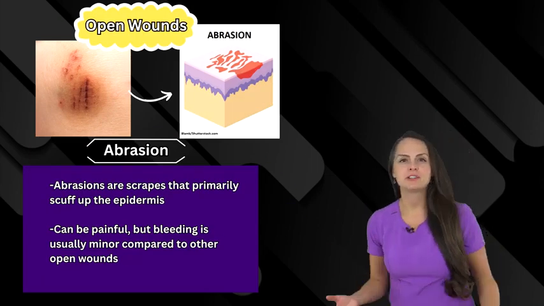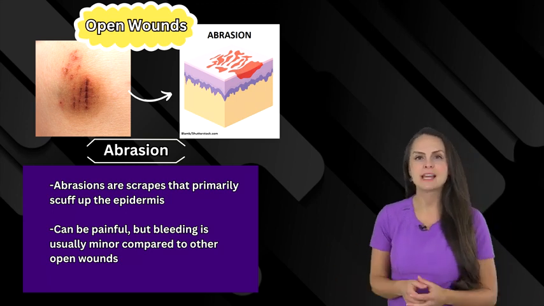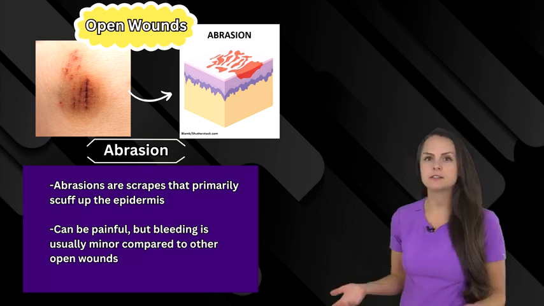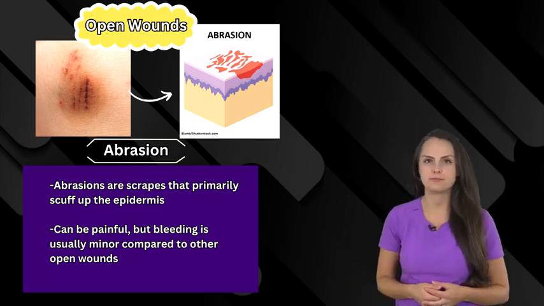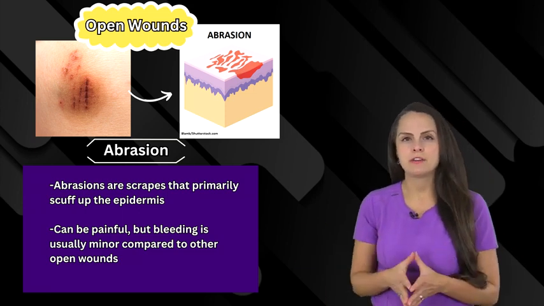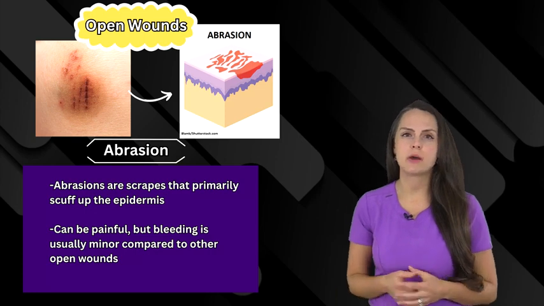So first up is abrasion. This is like a scrape on that top layer of skin, the epidermis, and it's usually caused by friction. Now the appearance of this is going to vary depending on what actually caused the friction. With this, there tends to be not a lot of bleeding, especially depending on the depth of it. However, it can be quite painful because those nerve endings are exposed.